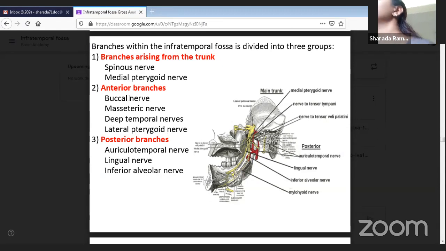Then you have one sensory branch, that is your buccal nerve. So this buccal nerve is a sensory branch. The area of supply is the whole area on the cheek, but usually from the inside. That is, it supplies the mucous membrane. That's the main importance of this buccal nerve.